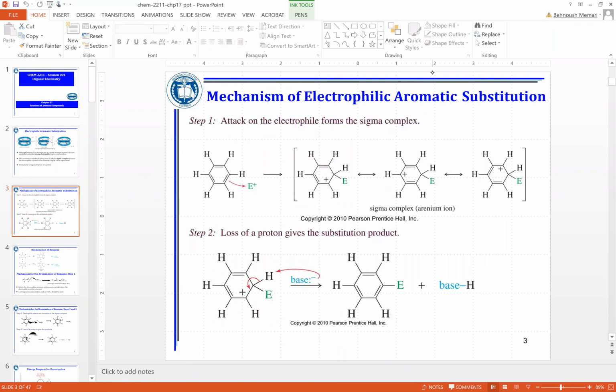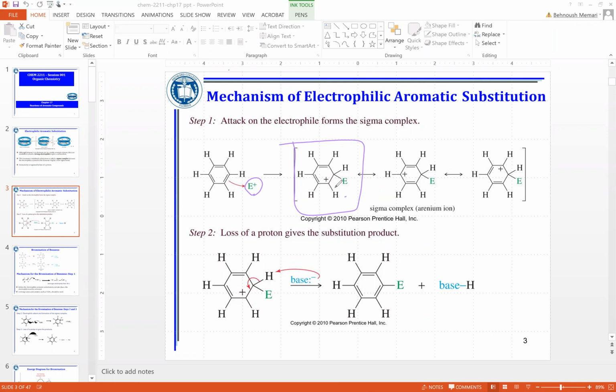Electrophilic substitution. So we have this diagram. You have again the attack on the electrophile to form the sigma complex. So from the benzene ring, the attack on the electrophile, the sigma complex is formed. What is called the sigma complex? Each one of these is a sigma complex.